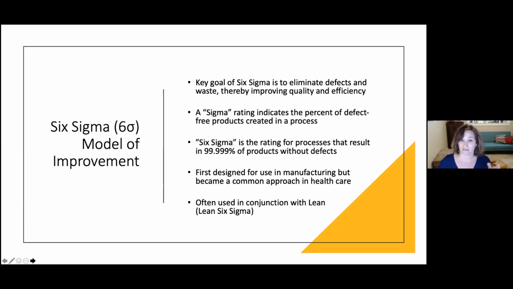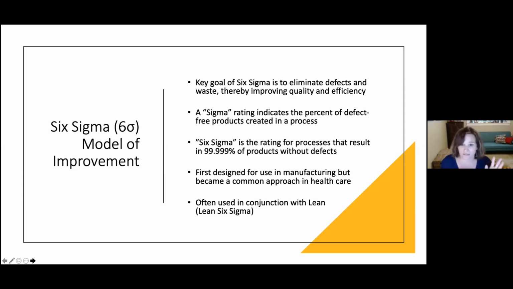So that's lean. Now I'm going to talk about the Six Sigma model. When I get through the basics of the Six Sigma model, I'll give you an overview of how the two models are connected and why they're often talked about together. Six Sigma, where the symbol is the Greek letter sigma, is a model designed to eliminate defects and waste. The idea is that this thereby improves quality and efficiency.